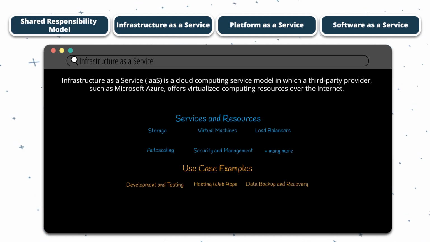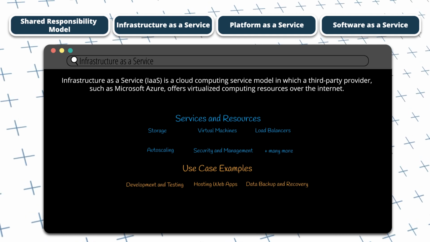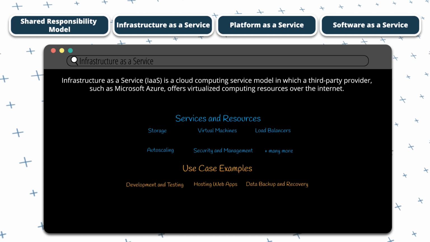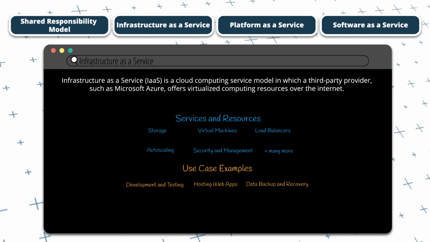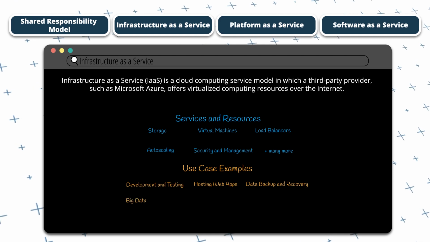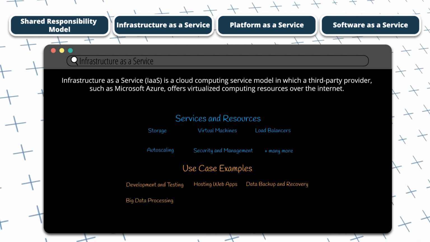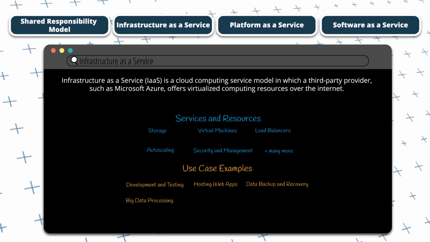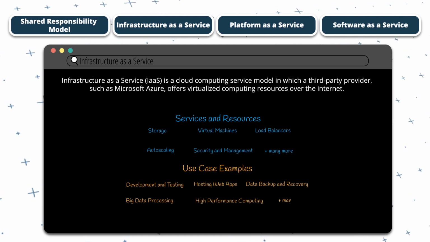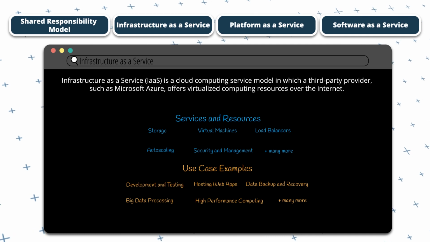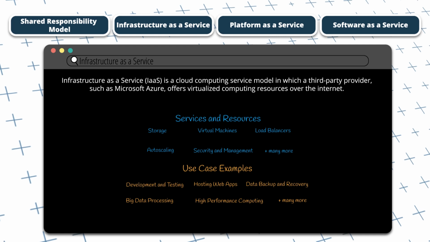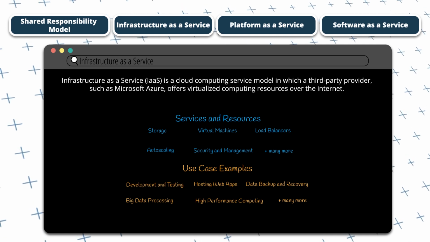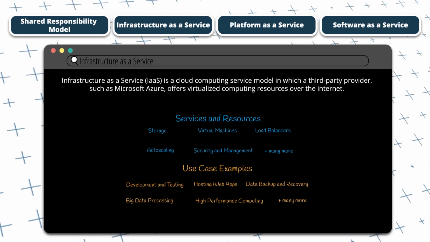You also have data backup and recovery as a potential use case, where infrastructure as a service can be used as a backup and recovery solution with virtual machines and data stored in the cloud, providing highly available and scalable solutions. Other examples of use cases could be big data processing or high-performance computing. In summary, this type of cloud service provides a scalable and cost-effective way to leverage computing resources without having to own and manage your own physical infrastructure.